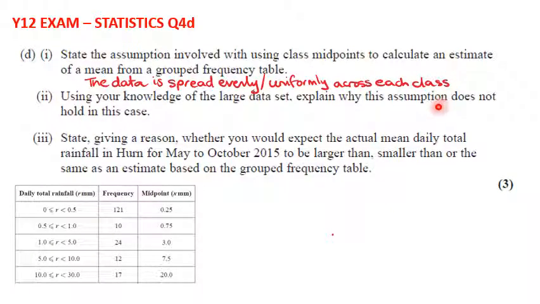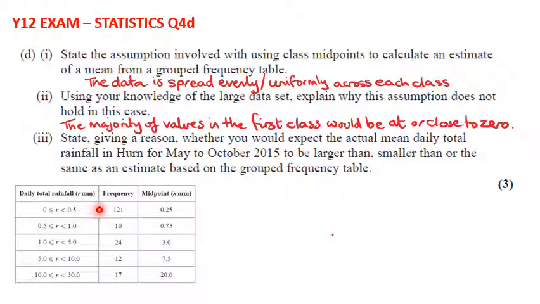Why this assumption does not hold in this case: if you look, these 121 values are all down very low here in the 0 up to 0.5 range, that would include a lot of values that are at 0 or trace values. So we might even say probably the majority of values in the first class would be at or close to 0.